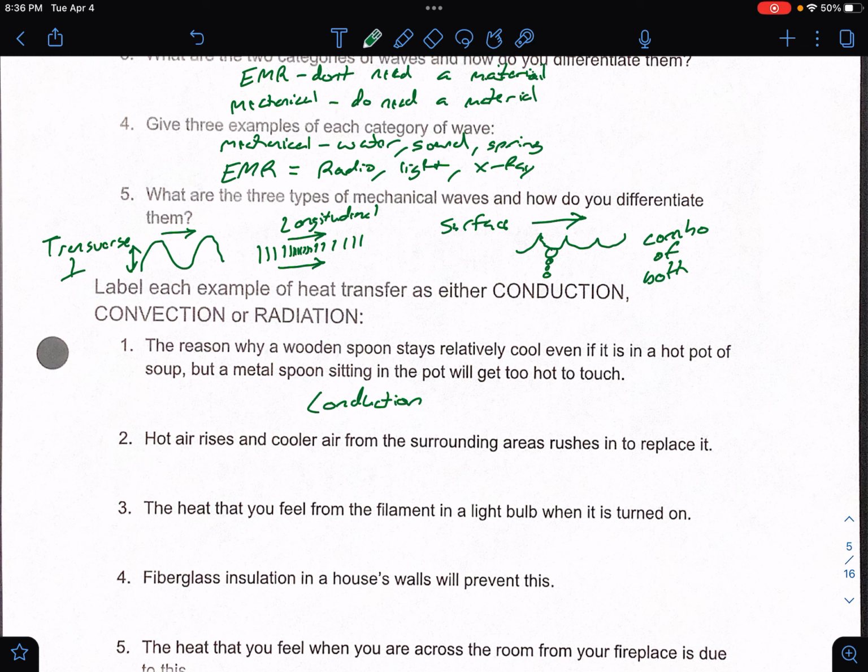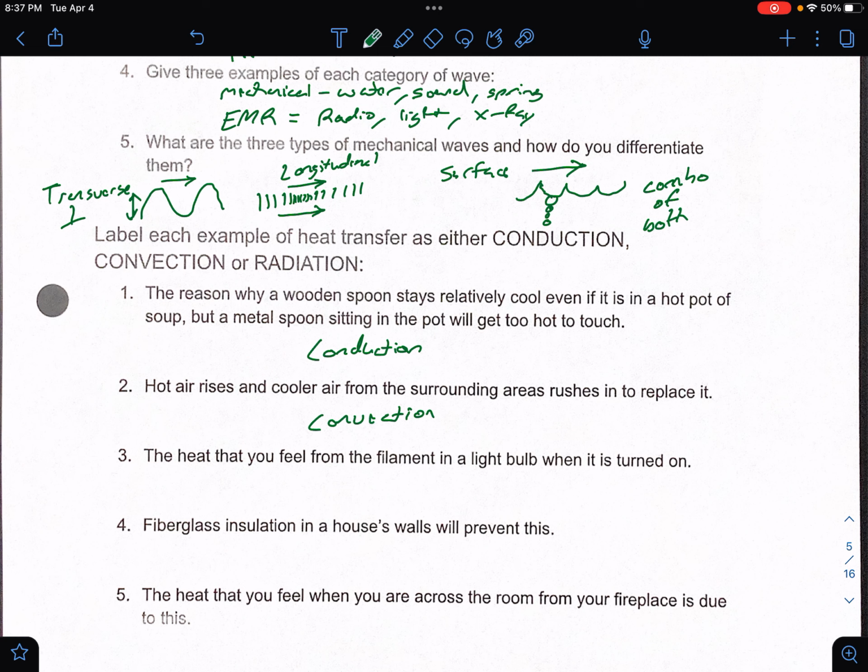Okay, so the reason why is a wooden spoon is a poor conductor of heat versus metal is actually a great conductor of heat. So all that energy is able to transfer more into the metal spoon. Number 2, hot air rises and cool air from the surrounding areas rushes to replace it. So this is convection. So this is like when heat rises.